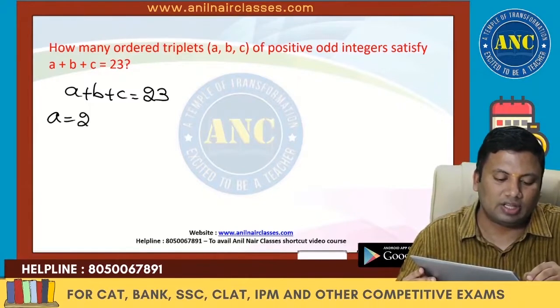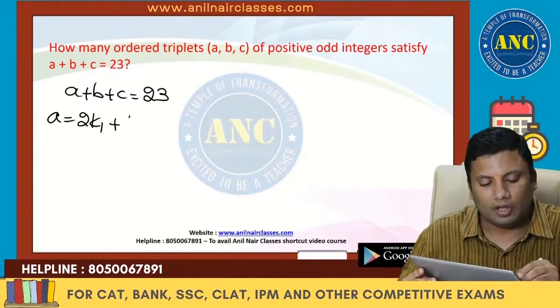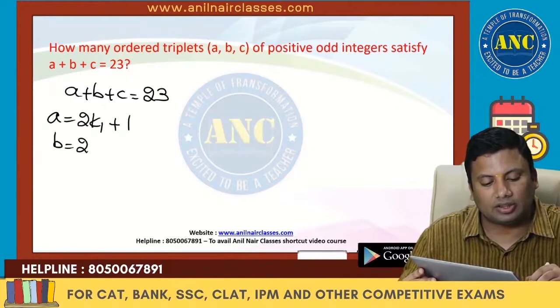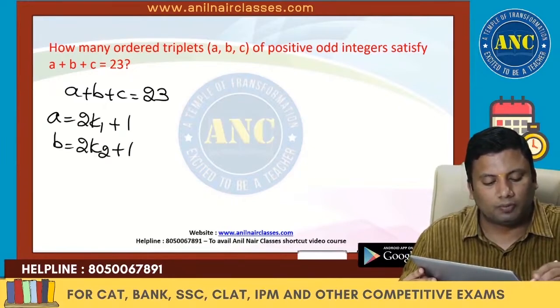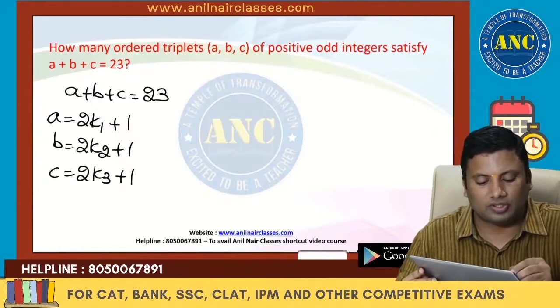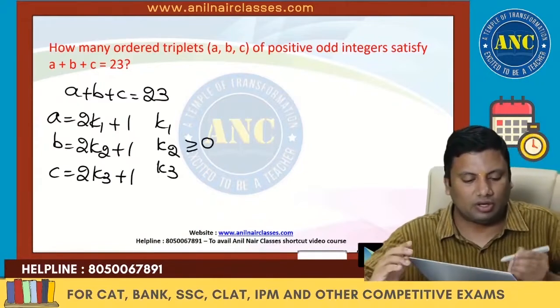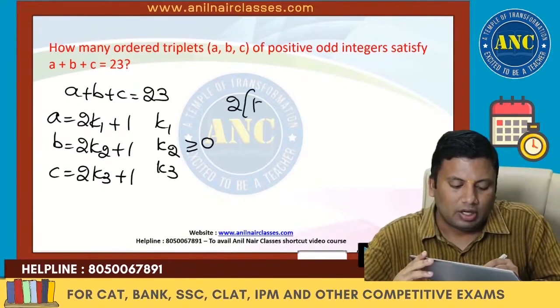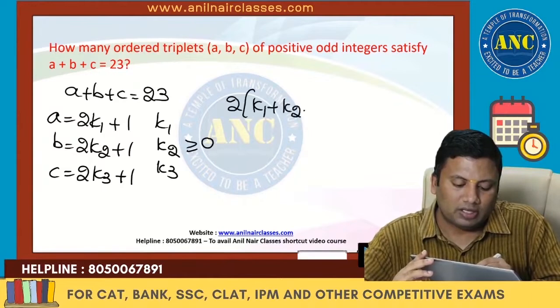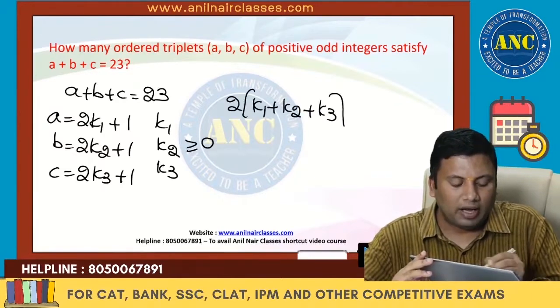A is nothing but 2K1 plus 1. B is nothing but 2K2 plus 1. C is nothing but 2K3 plus 1. The variables, K1, K2, K3, are starting from 0. So, these are nothing but 2 into K1 plus K2 plus K3 minus 3.